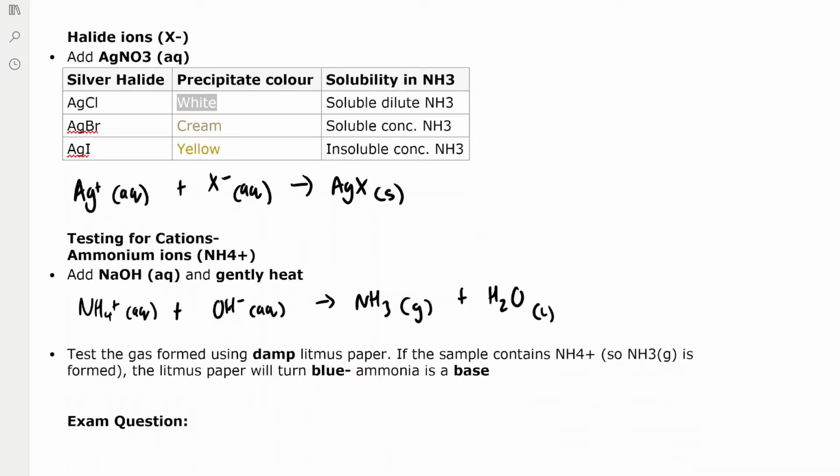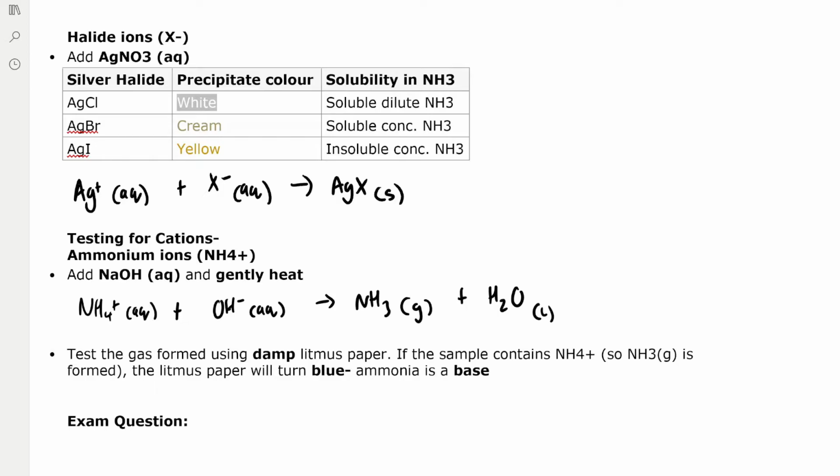And then to test for halide ions, we need to add silver nitrate or AgNO3, and this provides silver ions, Ag+ ions, which react with the halide ions present in a sample. And if there's chloride ions present, a white precipitate forms. If there's bromide ions present, a cream precipitate forms. And if there's iodide ions present, a yellow precipitate forms. And these precipitates' colours can be quite difficult to differentiate.